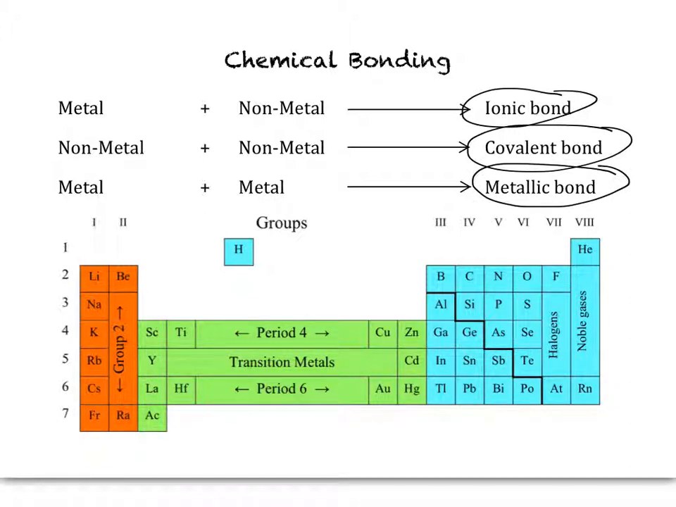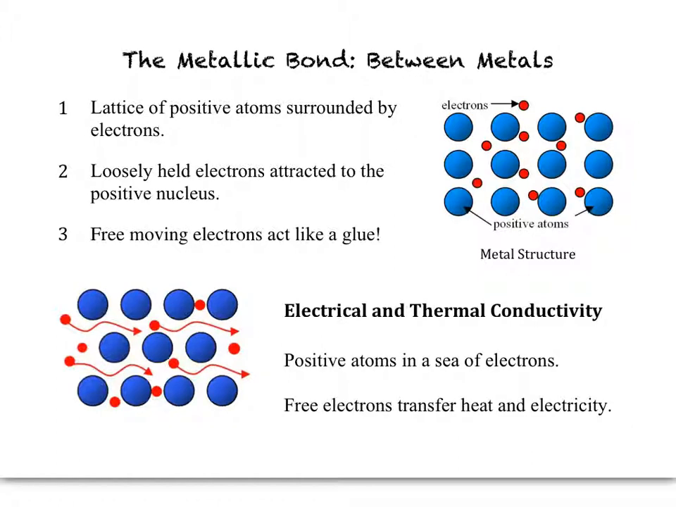How do you know if an element is a metal or a non-metal? Generally, as shown in the periodic table here, all elements to the left of the thick black line are the metals. All elements to the right of the line are the non-metals. The metallic bond is made up of just metals.